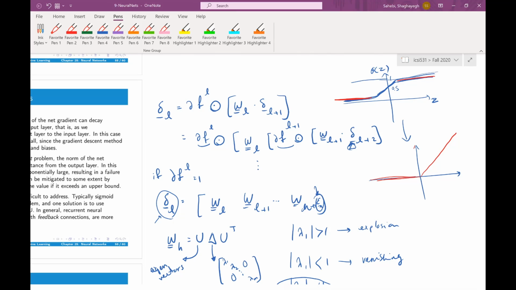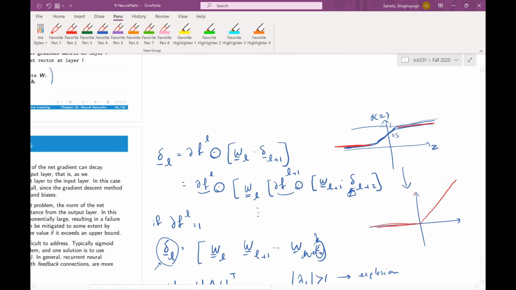Usually people use sigmoids mostly in the output layer, and in the middle layers, because of these problems, they use other kinds of activation function. So these are basically the gradient vanishing and explosion problems in deep neural networks.